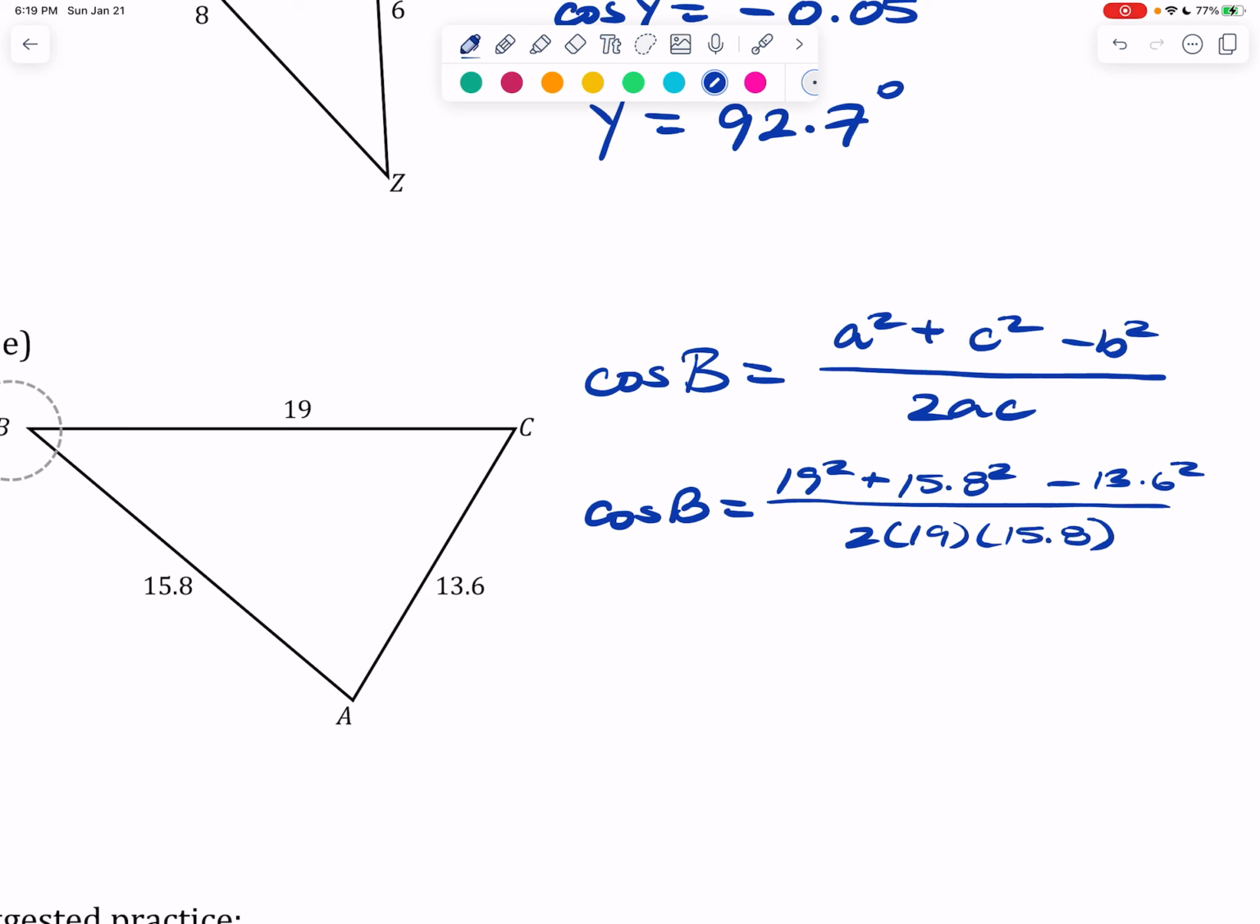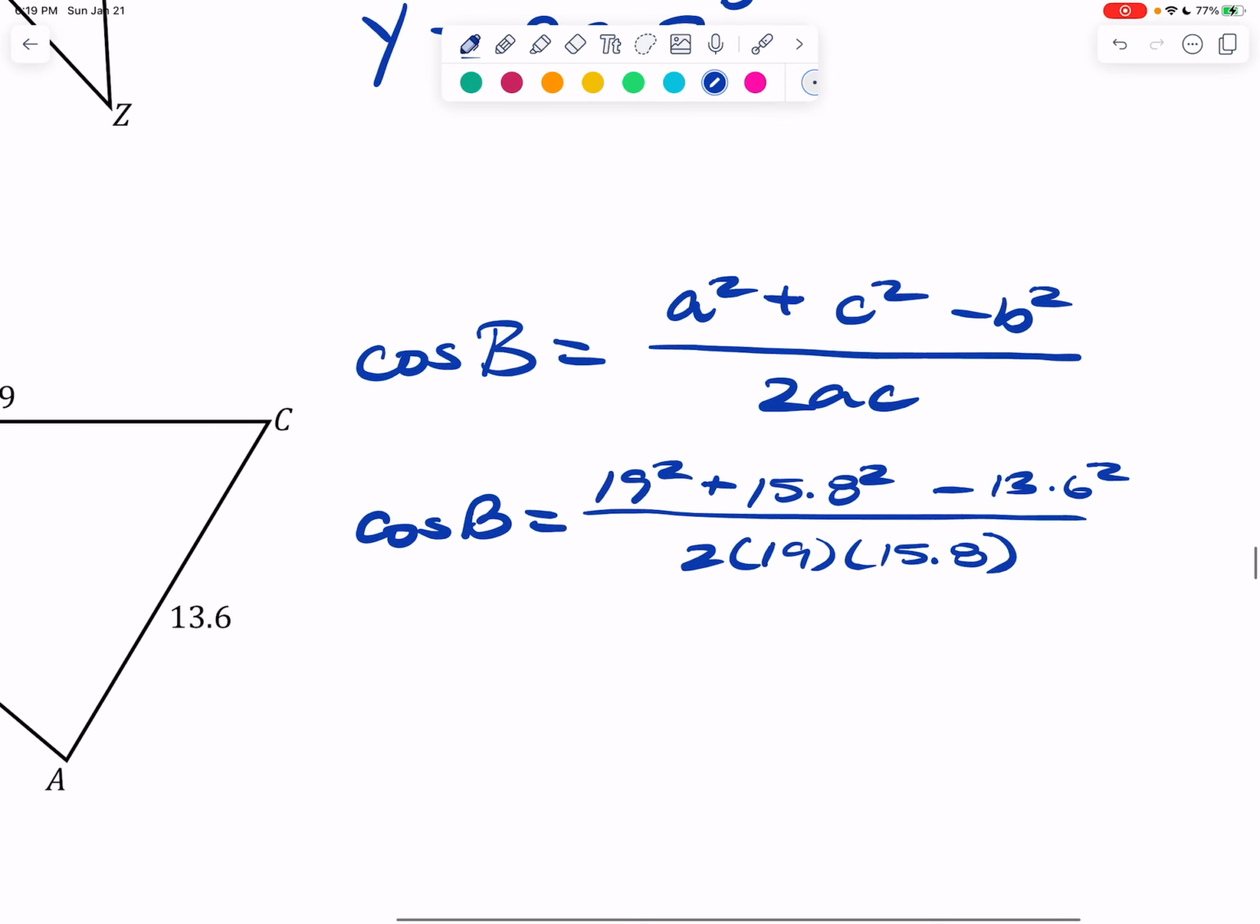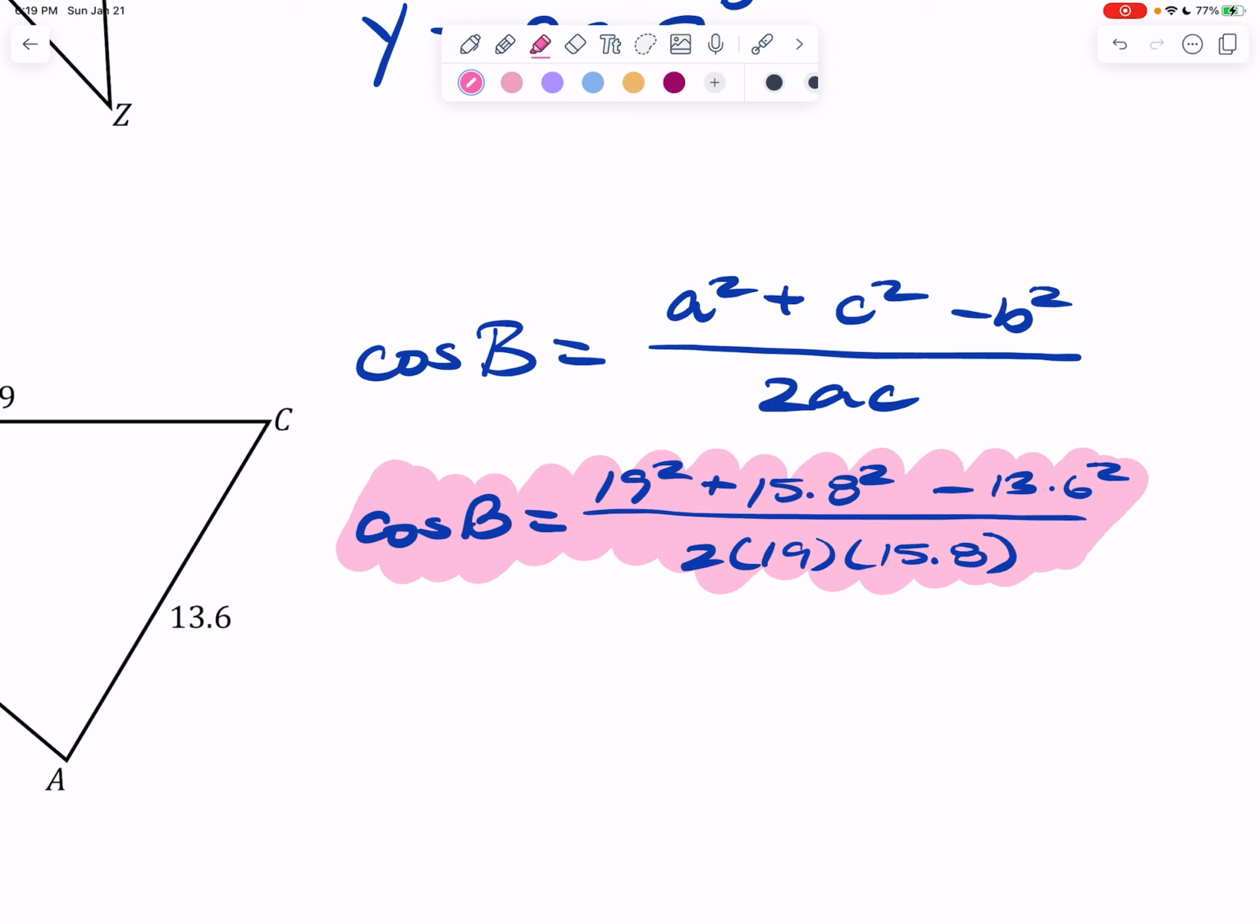We get that. I guess we should have talked about mark values for all these questions. These are all 2-mark questions, straight up. One of the marks is for correct substitution into an appropriate formula. So that's worth 1 mark right there. The other mark is the computation from there to find the value of B.